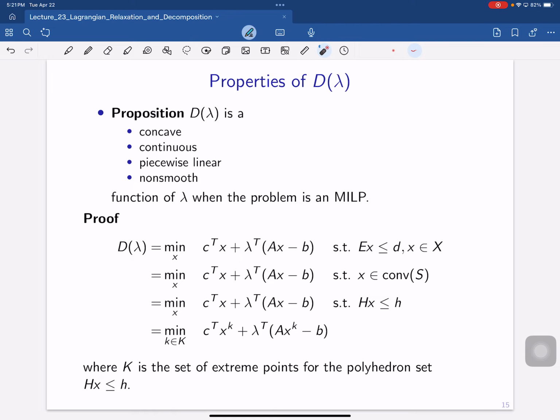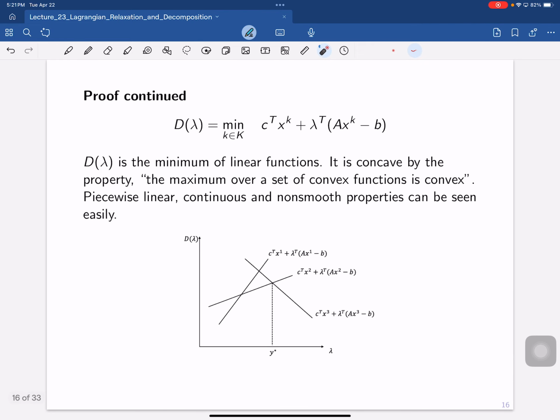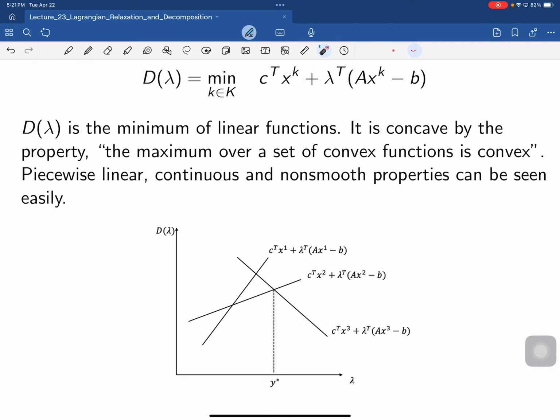So how does this function look like? Remember the way the convexity analysis works is that if you take the minimum over a finite number of linear functions, you get a concave function. And if you take the maximum over a finite number of linear functions, you get a convex function. If you don't believe that, you can remember this picture here, which gives you the geometric intuition. Of course, you can show that mathematically as well.